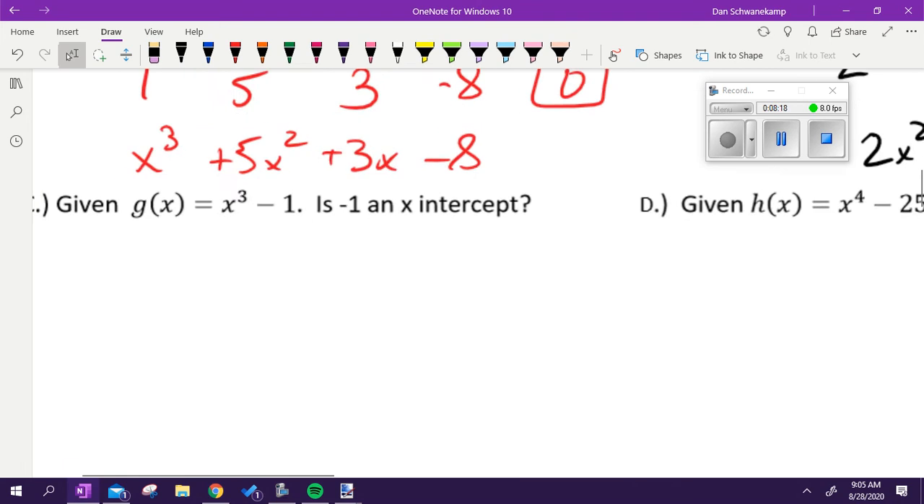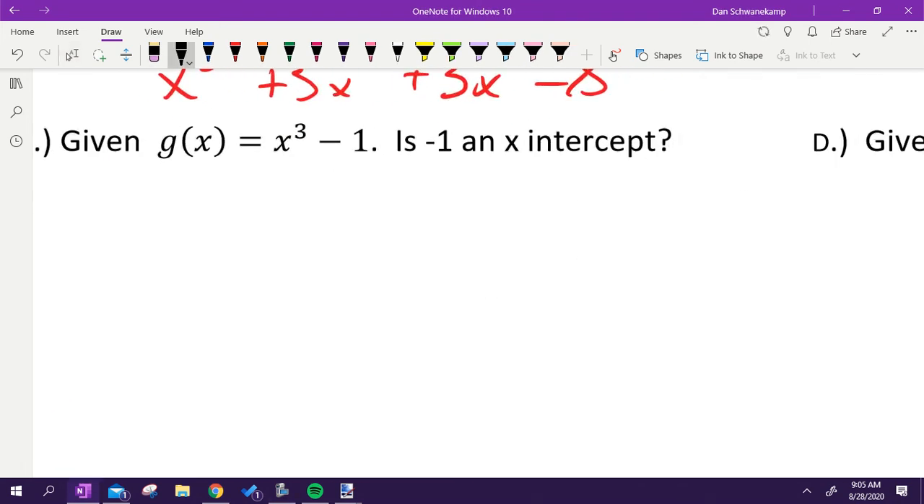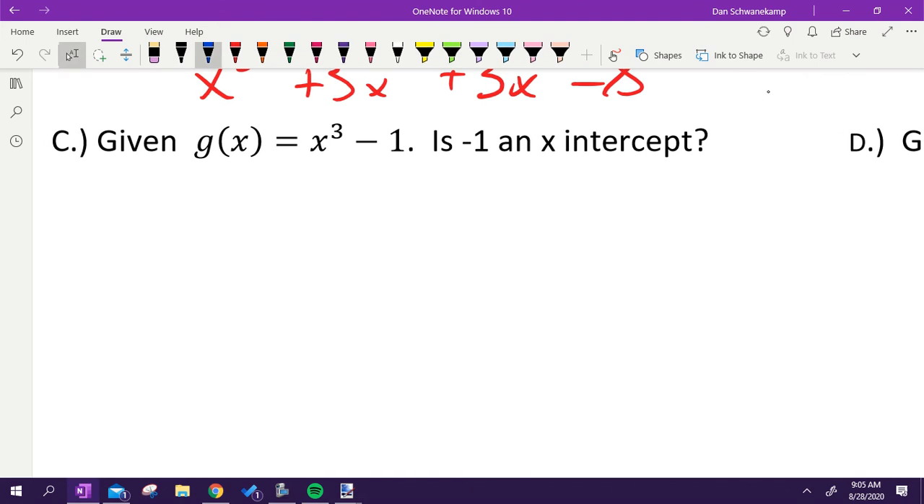Letter C is a place where students make a mistake quite a bit. Given x cubed minus 1, with -1 as an x-intercept. Okay, so we're going box and a line.